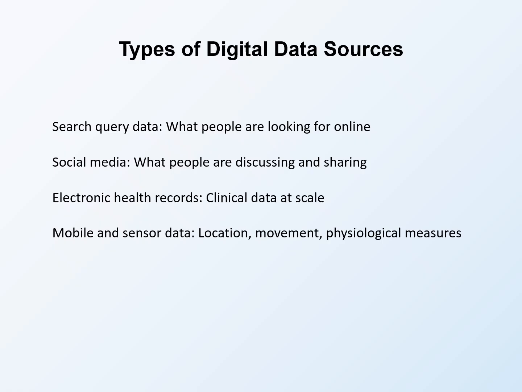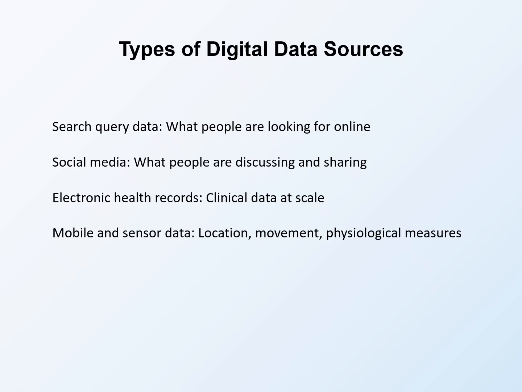Search query data reveals what people are looking for. When searches for flu symptoms spike in a region, it may indicate an outbreak. When searches for mental health resources increase, it signals distress. Social media shows what people are discussing and sharing. Sentiment analysis can track public mood. Topic modeling can identify emerging concerns.